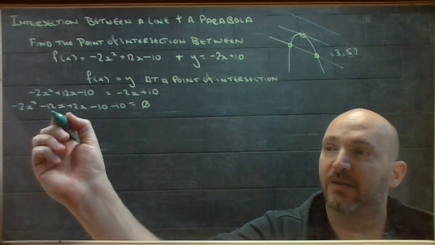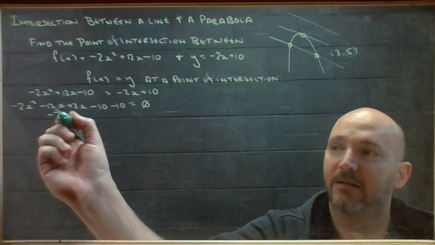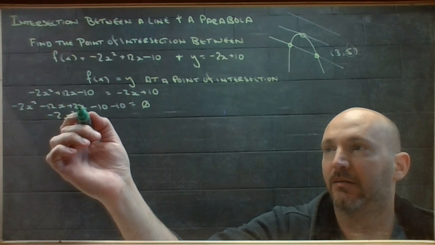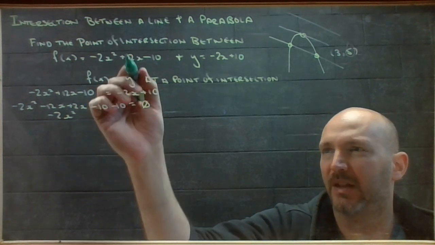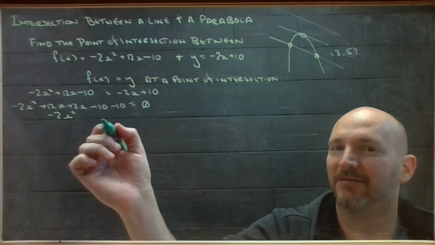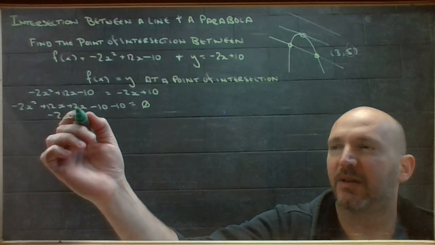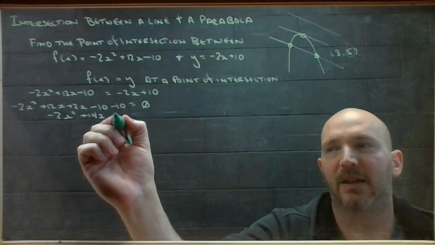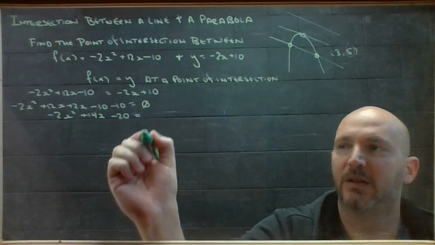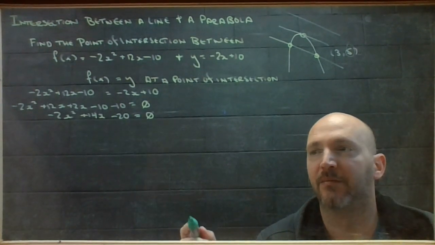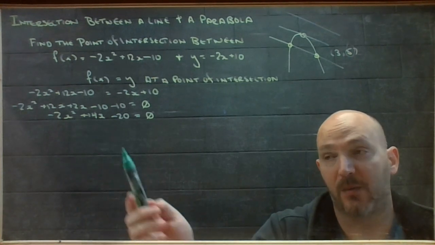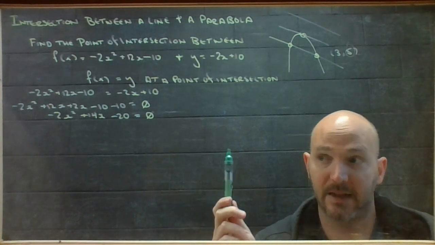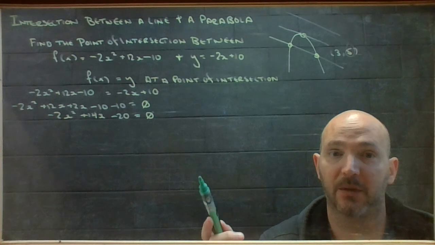This negative 2x squared can't be combined with anything. It's the only term that has an x squared. Oh, that's supposed to be plus 12x. There. 12x plus 2x is 14x's. Negative 10 subtract 10 is negative 20. And there's still nothing over there. So a number attached to an x squared, a number attached to an x, and a number with no x at all equaling 0 is the exact setup you need for quadratic formula.